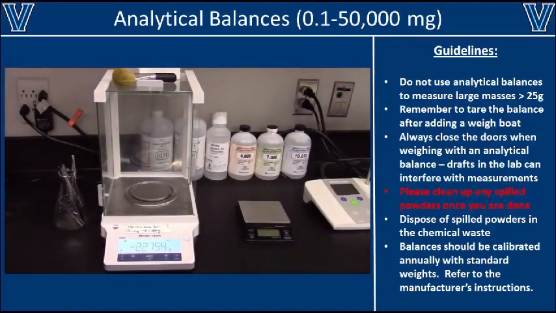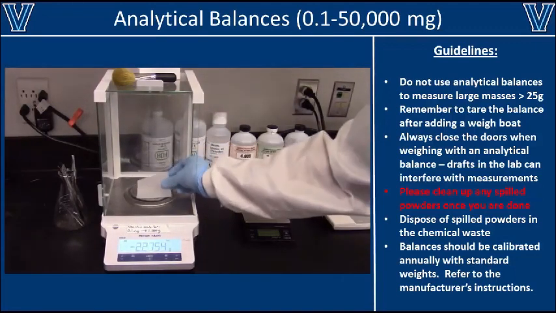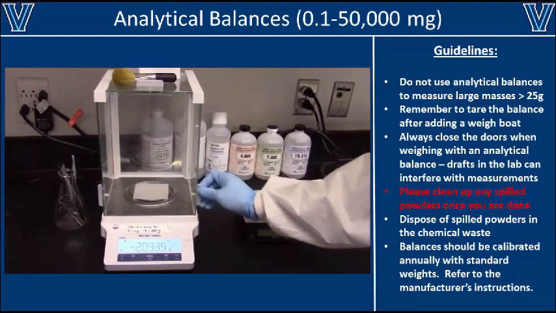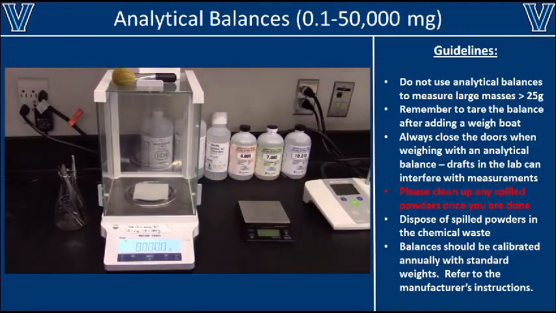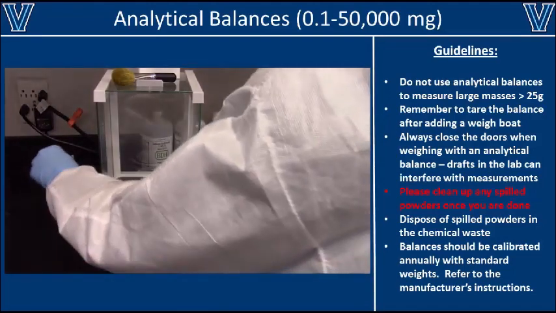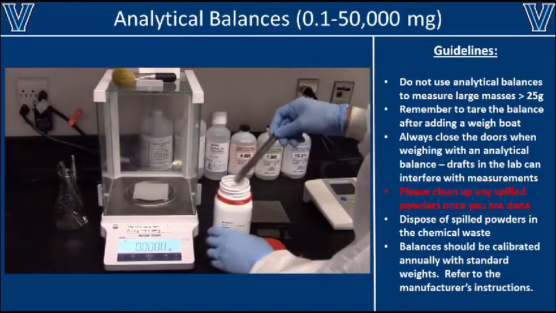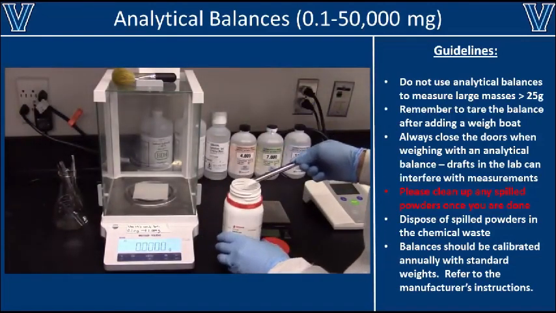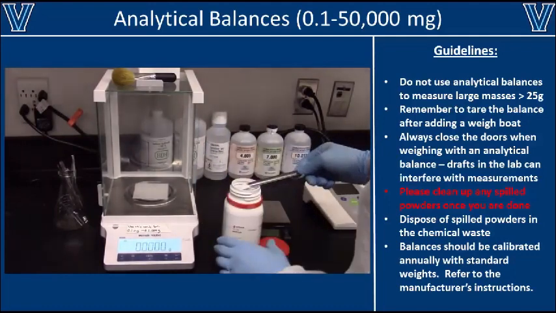To weigh masses smaller than 1 gram, use a weighing paper. Weighing papers are preferred because they cling less to small powders and crystals. Transfer your chemical to the weigh paper using a clean spatula or spatula, as shown here. Slowly add the chemical to the weigh paper to prevent going over the desired weight.